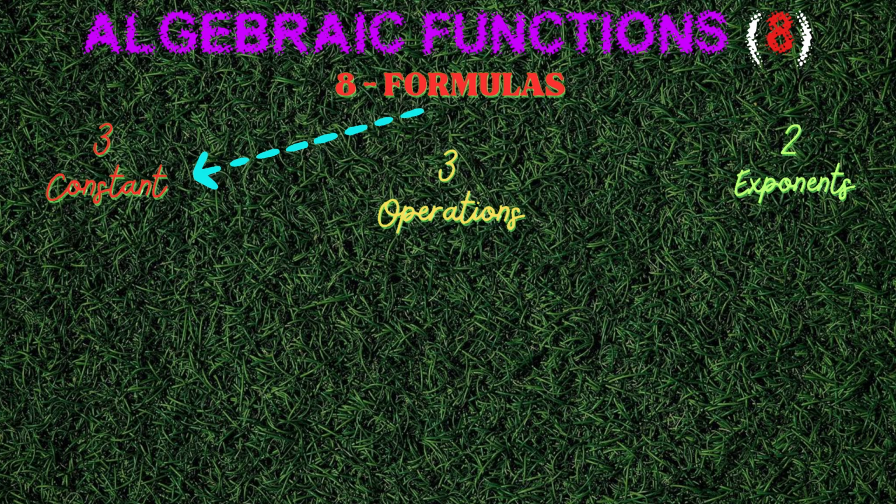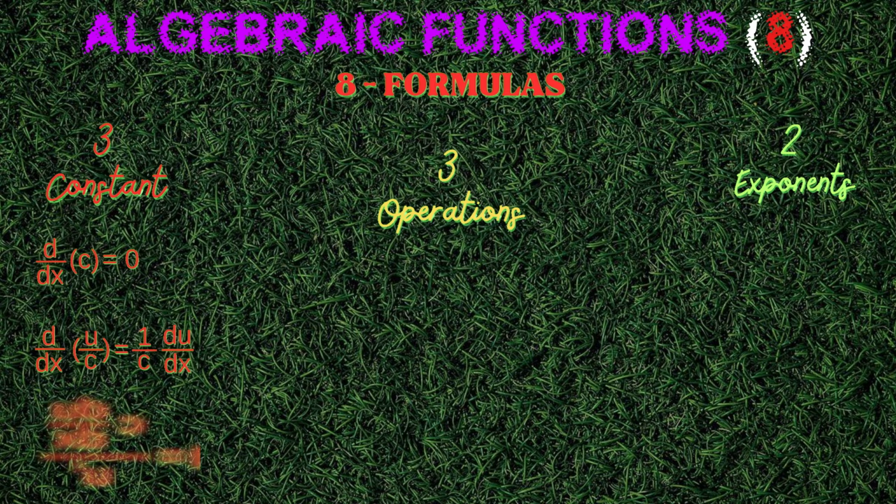Sa constant, meron tayong derivative of constant. So d over dx of c or constant is always 0. Then, derivative of function u over c. So, d over dx ng u over c is equivalent to 1 over c times the derivative of u. And lastly, derivative of constant over function u. So, d over dx ng c over u is equivalent to c times the derivative of u over u squared.